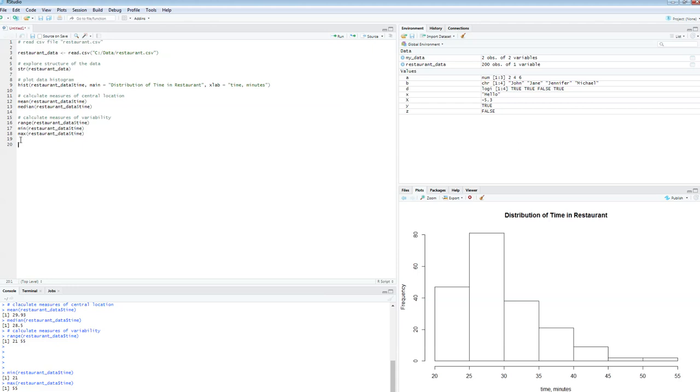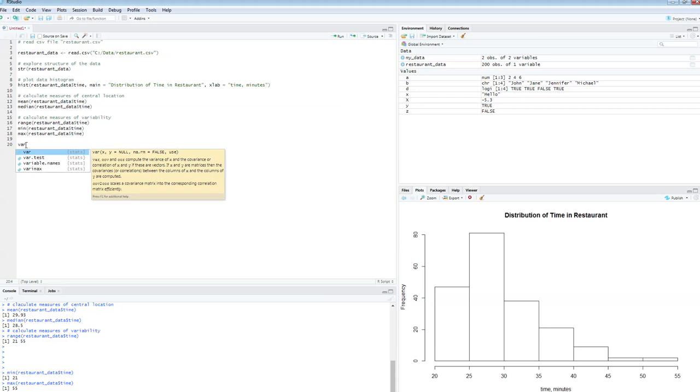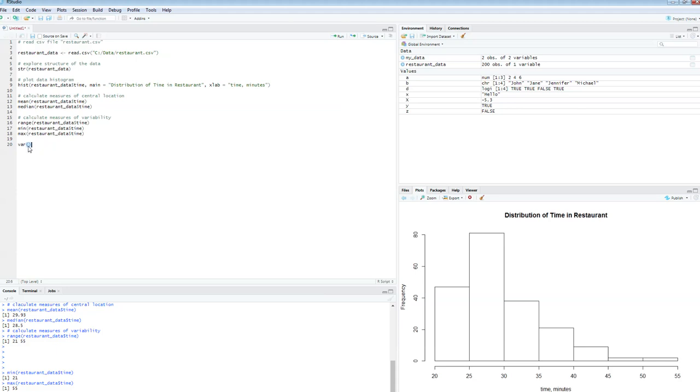Okay, standard deviation. Now, let me calculate it in a couple of different ways, and you will see that they are identical. Standard deviation, if you remember from our previous lecture, is simply the square root of the variance. So I can go ahead and calculate the variance. Variance is calculated using the VAR function. So I'm going to say variance of this data, and there it is.